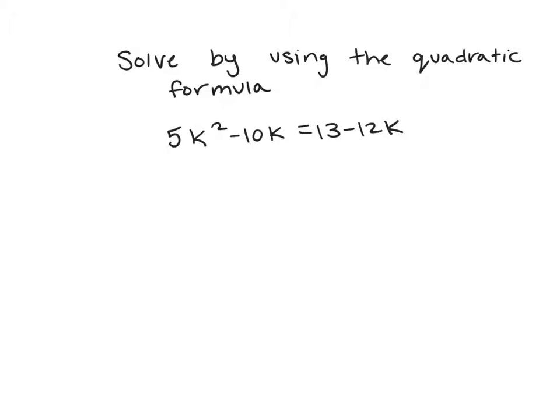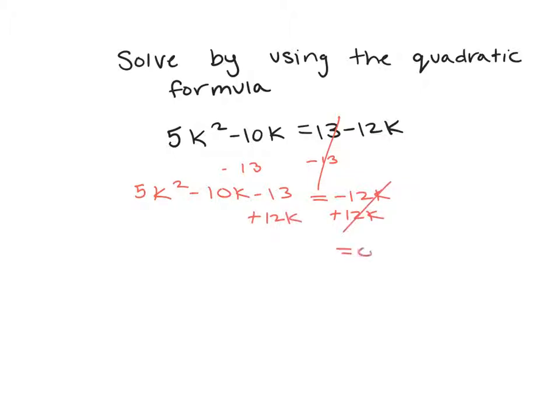So the first thing that we want to do if we're using the quadratic formula is get the whole thing set equal to 0, just like we would if we were factoring. So the first thing I'm going to do is start to move everything over. And so I'm going to add 12k to both sides so that I can have the whole thing set equal to 0.